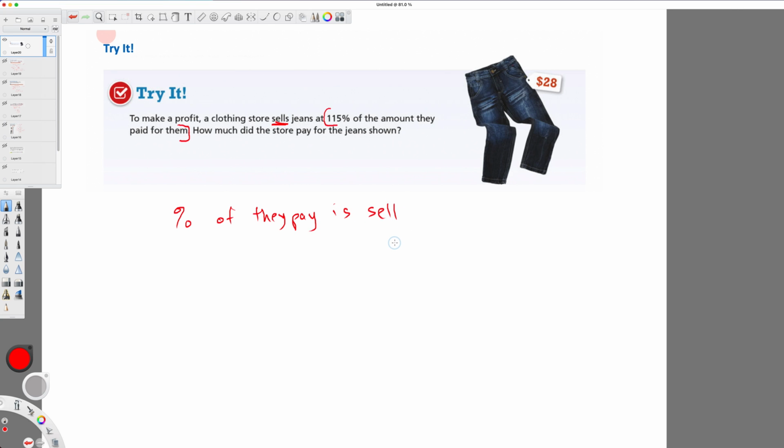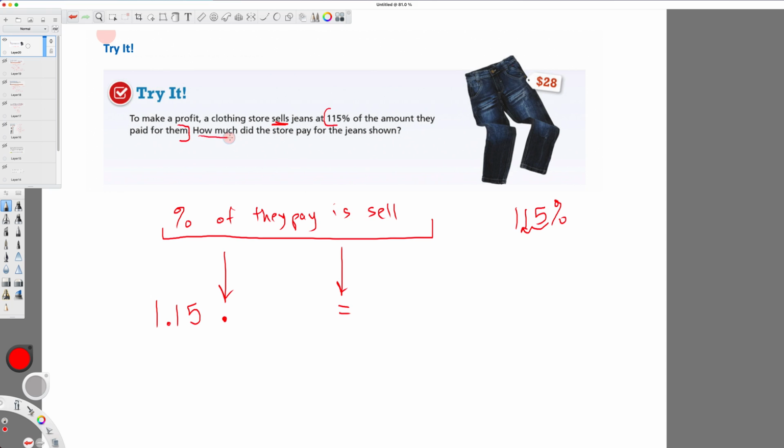And if we think about it, the store sells or buys jeans, they have to do what's called markup. They have to mark it up. They have to sell it for more than what they bought it for, or else they will be losing money. So some percent of what they pay is the selling price, is what they sell it for. So if we think of it just that way right there, percent of, this is times, is equals, the percent is 115%, but remember, we cannot put a percent directly in this form. We have to move it 2 places to the left. So I'm going to put in as 1.15 of what they pay.